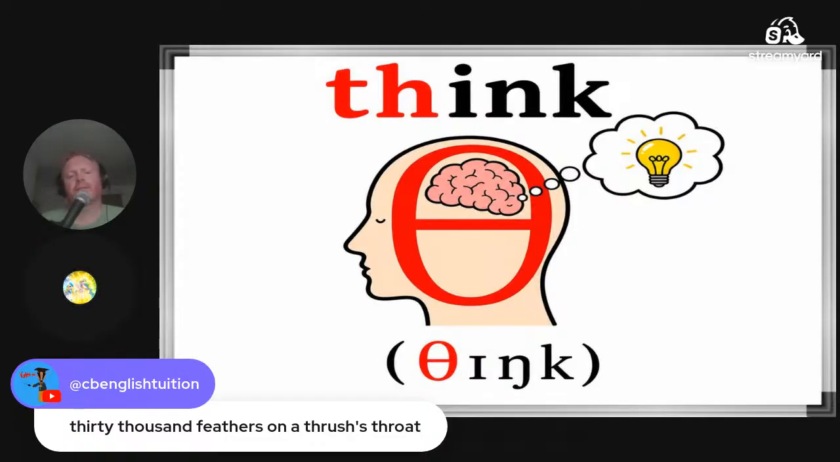Thirty thousand feathers on a thrush's throat. Yeah, almost. Some of them sounded like "th". It's thirty thousand feathers on a thrush's throat. And it was actually some "th" and some other sound, which we're going to look at now.